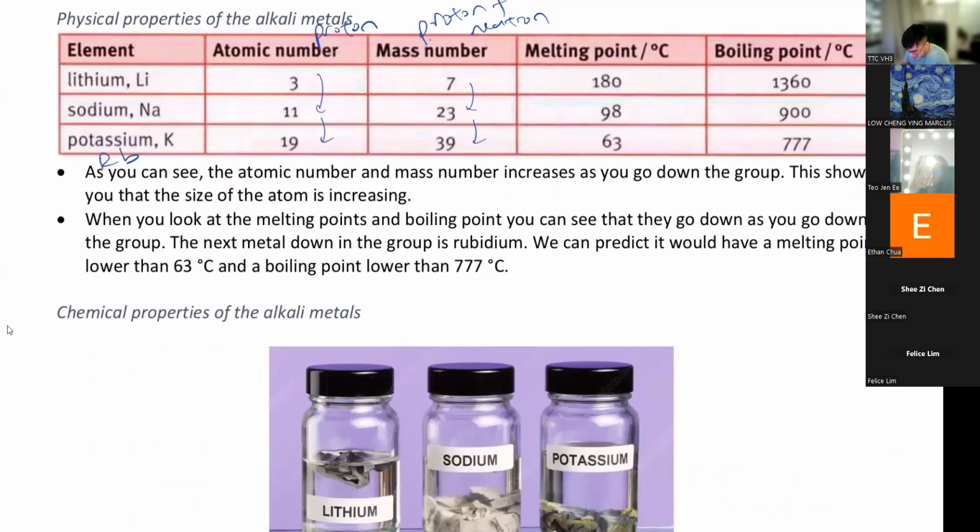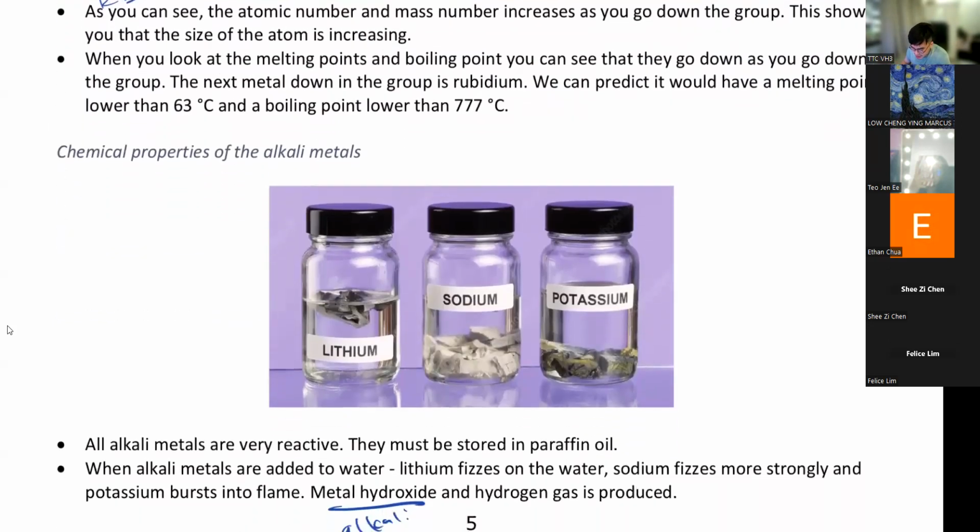As you can see, the boiling point decreases, the melting point decreases as well. Guys, you don't need to pay too much attention here. You will be learning this in year 10 chemistry, which will explain why their melting point and boiling point decrease. So we're not going to go too deep into this.